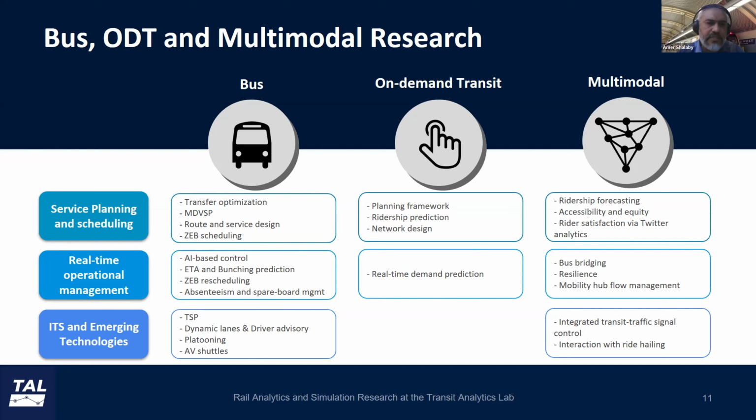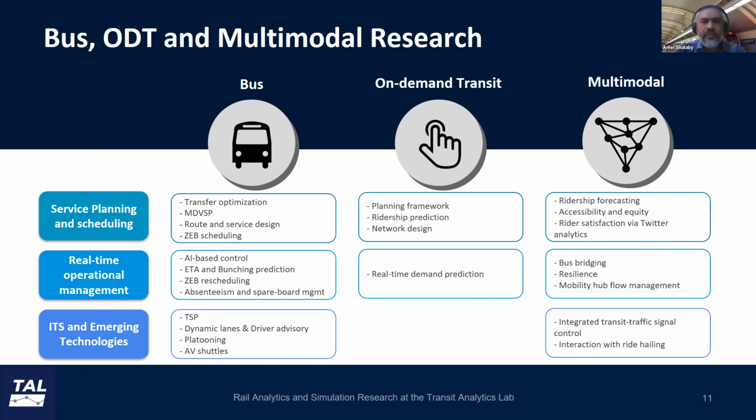So just a few examples. Under bus, we've been working on transfer optimization, the multi-depot vehicle scheduling problem, route and service design, and zero emission bus scheduling. This is an up and coming area that we are becoming more active in. In real-time operational and management control for buses, we've been working on AI-based control, ZEB rescheduling, absenteeism and spare board management. In ITS and emerging technologies, we've done a lot of work on transit signal priority, and we're doing some ongoing work now on dynamic bus lanes and driver advisory platooning and so on.